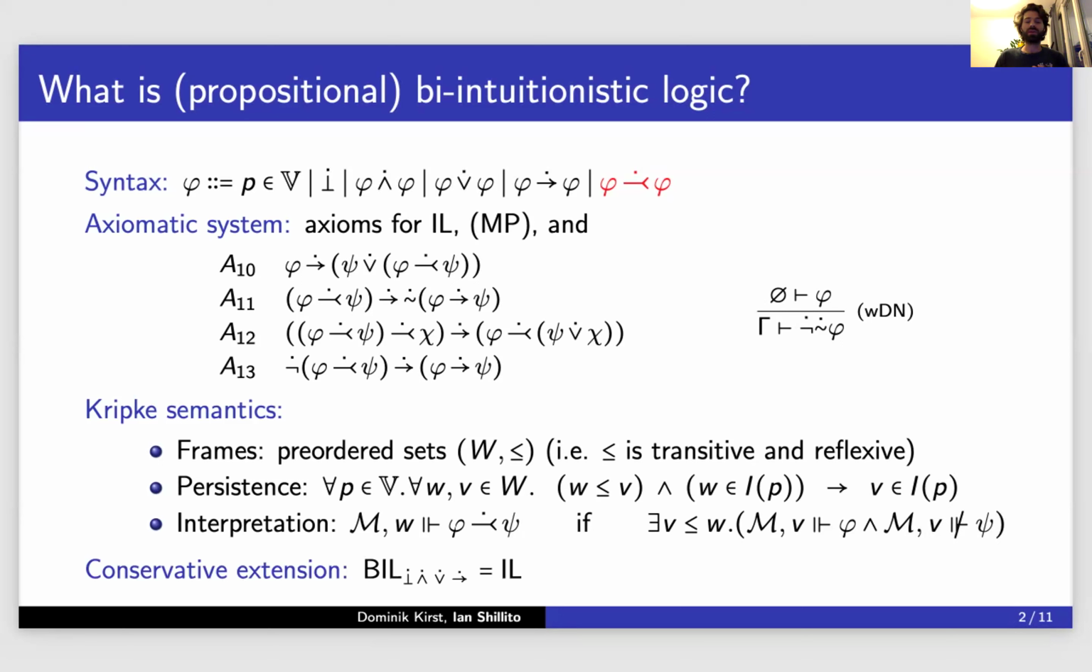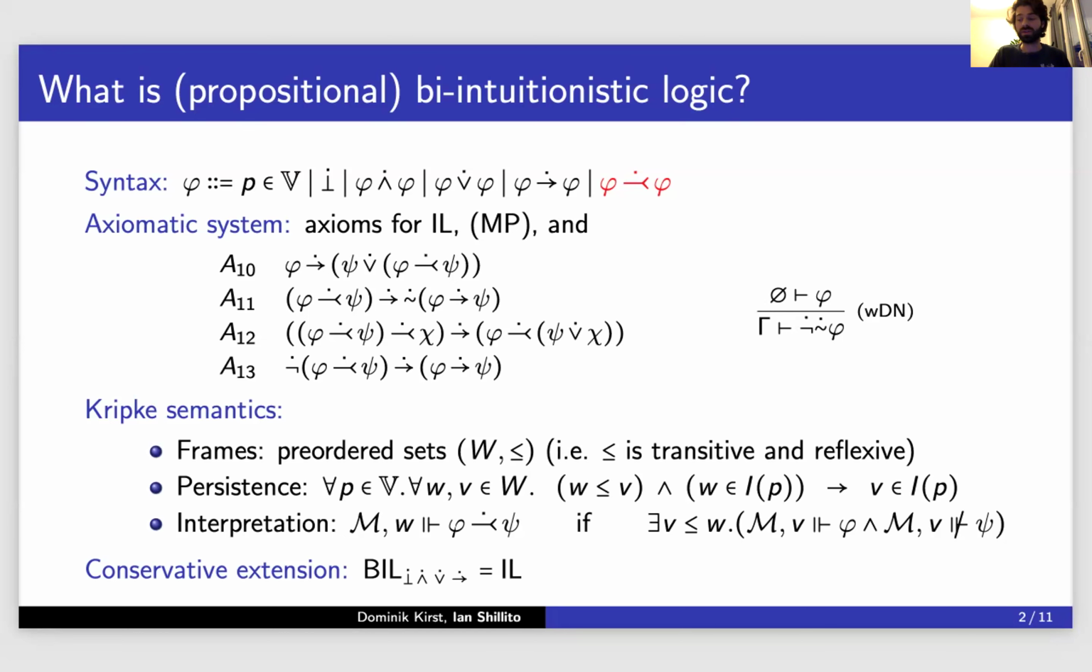But now that we know that the semantics is the same one for intuitionistic logic and BiInt, we've got the same frames, then we know that bi-intuitionistic logic in a propositional case is a conservative extension of intuitionistic logic. So on the fragment without exclusion, they do coincide. That's for the propositional case.